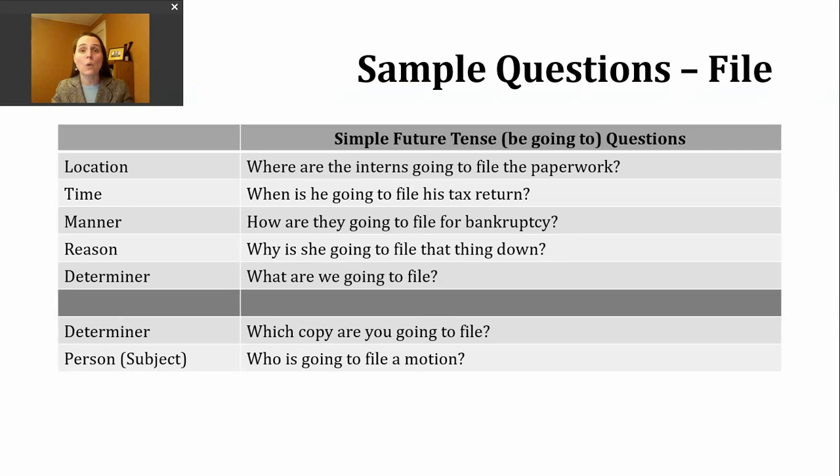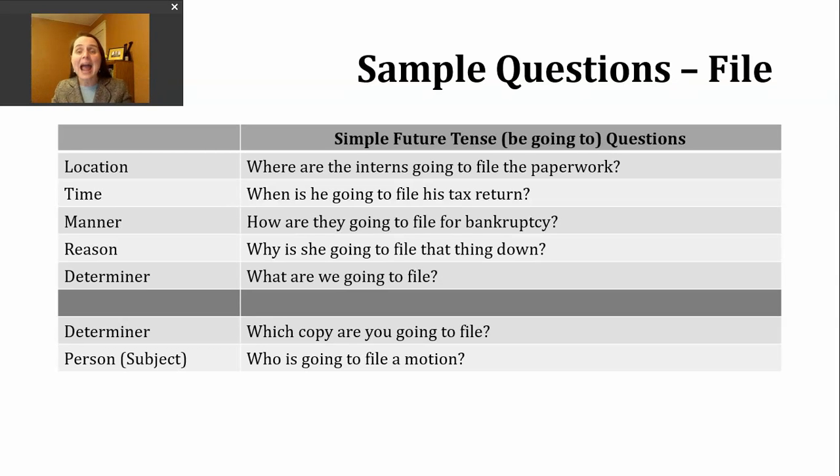If I want to ask a question about time, I'm going to use the question word when. When is he going to file his tax return? Remember, this is this meaning that's like submit. Submit his tax return to the IRS or to the government. If we want to ask a question about the manner in which something is done, we use the question word how. How are they going to file for bankruptcy? So this is a little bit like, what's the process?